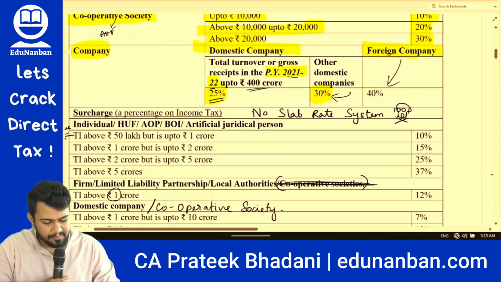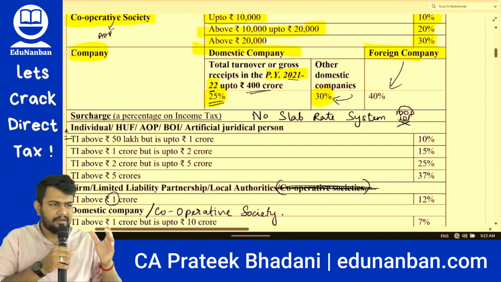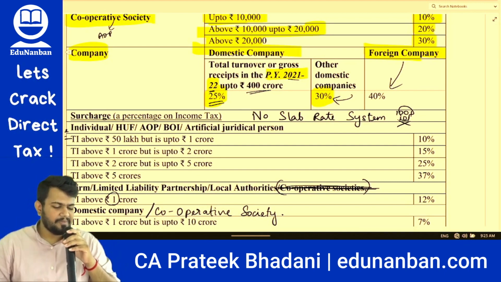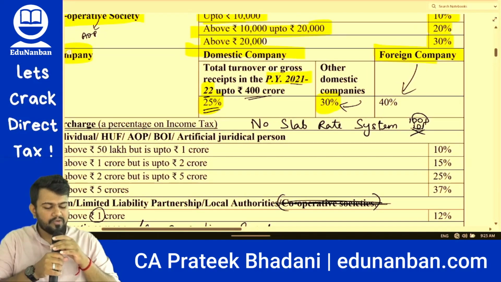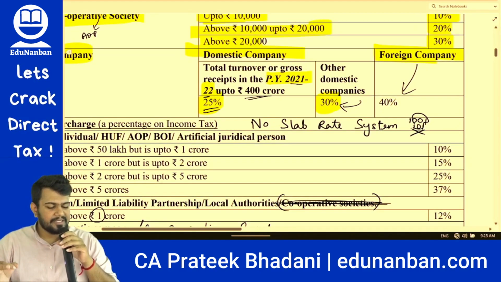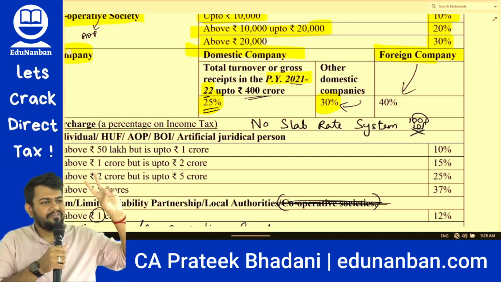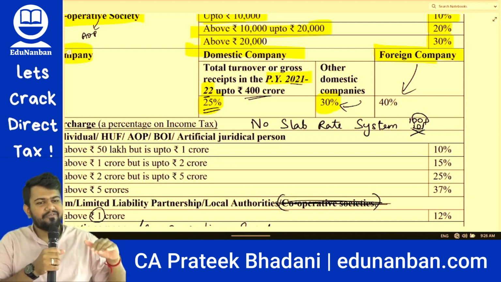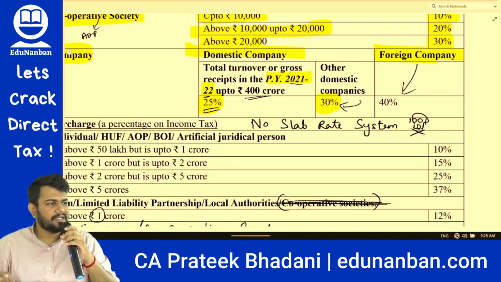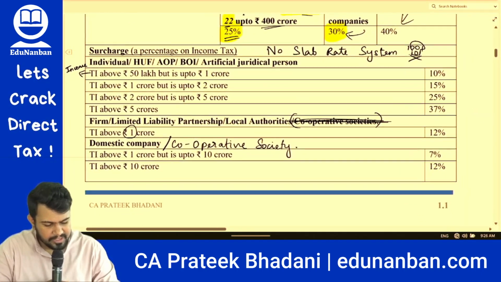Now let's come to company. Companies are of two types, domestic and foreign. For a foreign company, 40% tax, and for a domestic company, we have to see what was their turnover in previous year 21-22. If it is up to 400 crores, 25% tax, only 25% tax, and for other domestic companies, 30% tax.